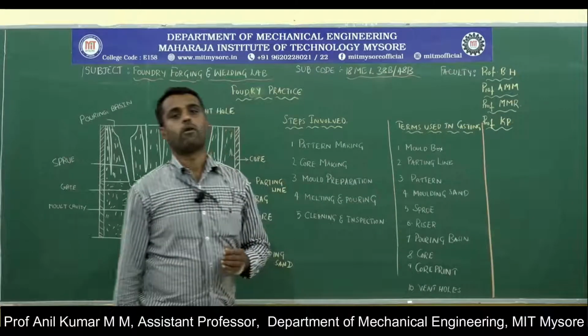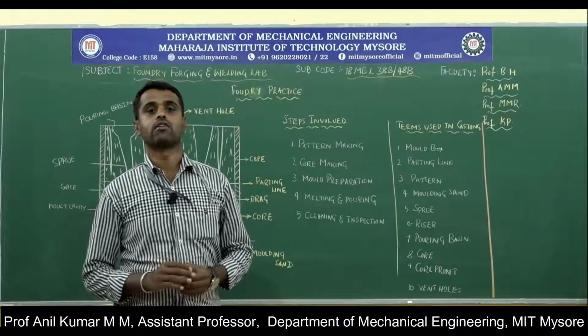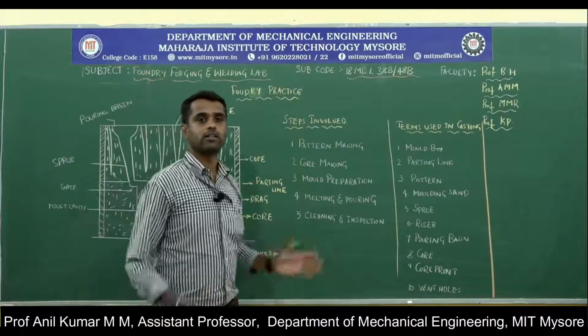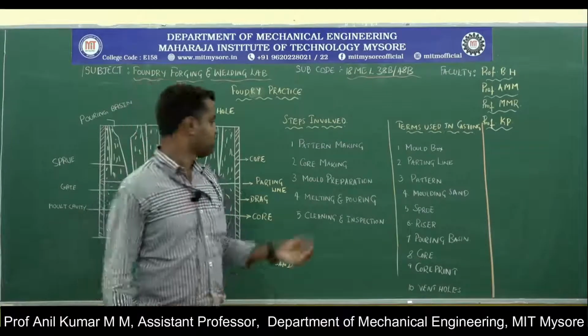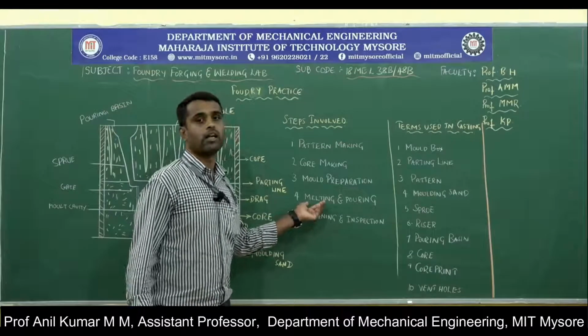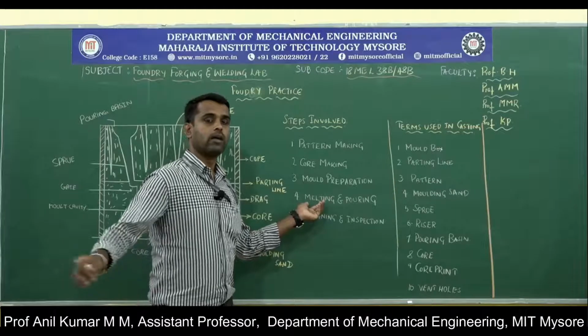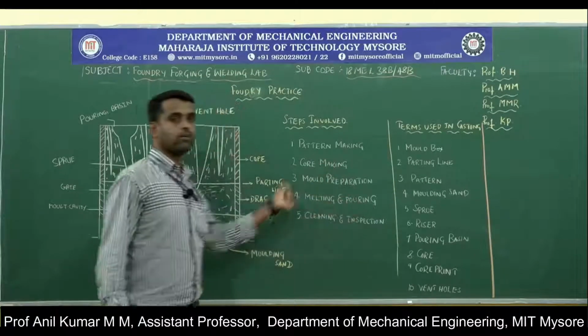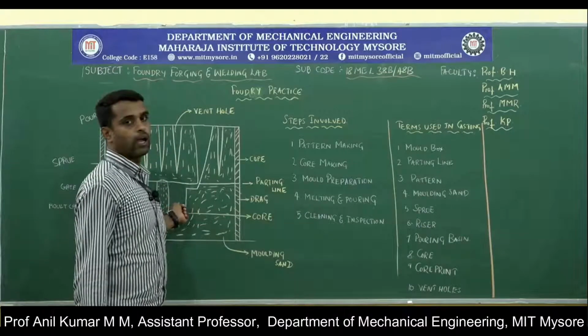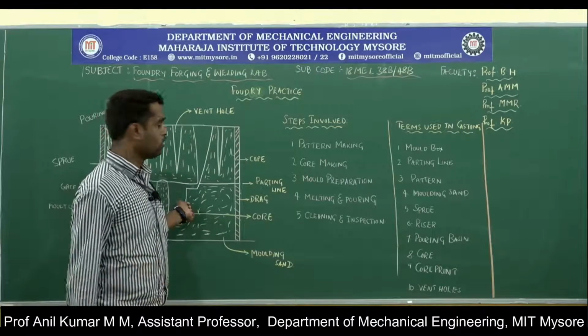Okay, preparation of the molten metal required for the casting we can call the melting. Melting is nothing but preparing the molten metal which is required for the casting. The required composition of the material can be melted in the furnace, and after melting you can transfer that molten material into the mold cavity and then allow it to cool.